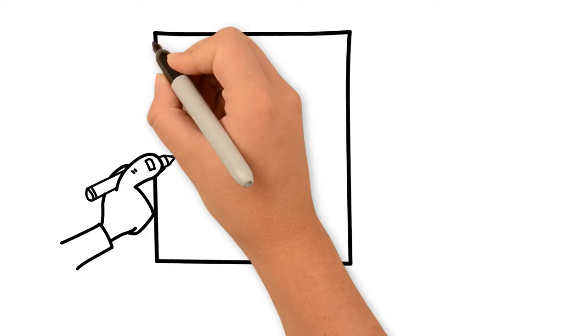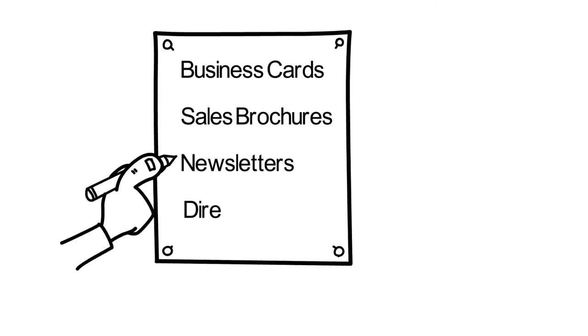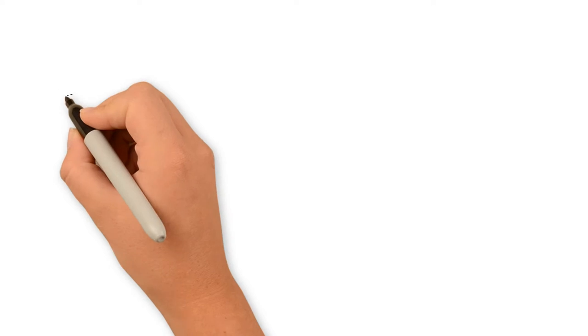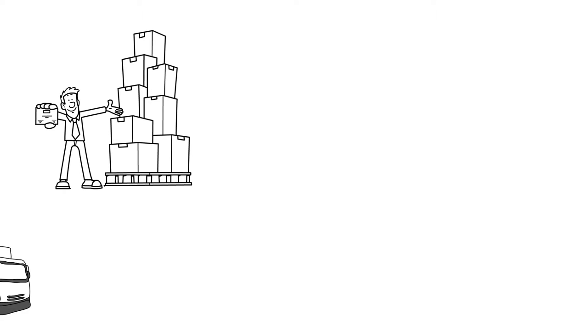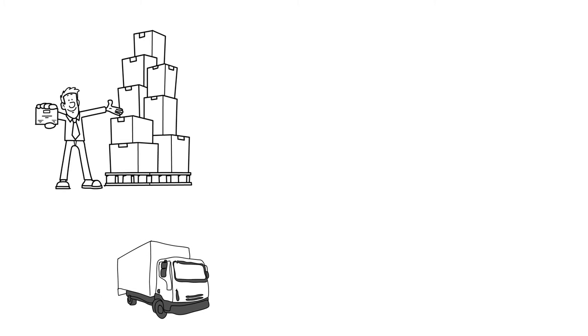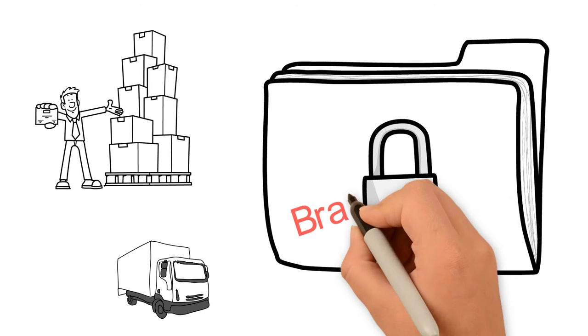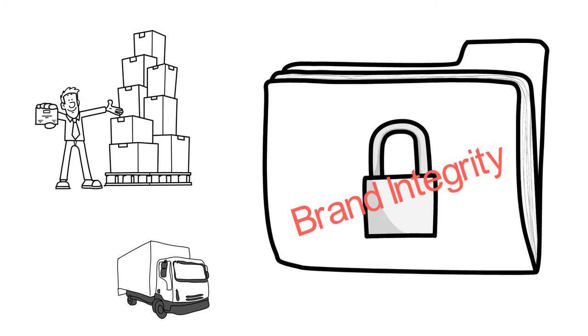Whether he needs business cards, sales brochures, newsletters, mailing pieces, etc., orders are drop-shipped at pre-negotiated pricing while each location manages their individual needs. Costs can be assigned locally or at a corporate level. Brand integrity is always preserved, and Rob spends more time on growing his business.